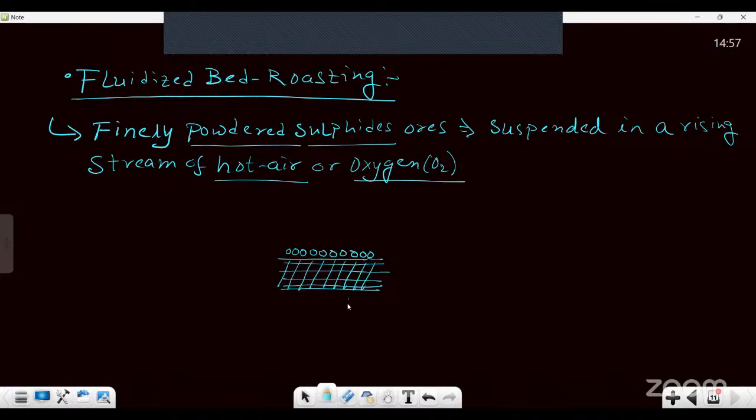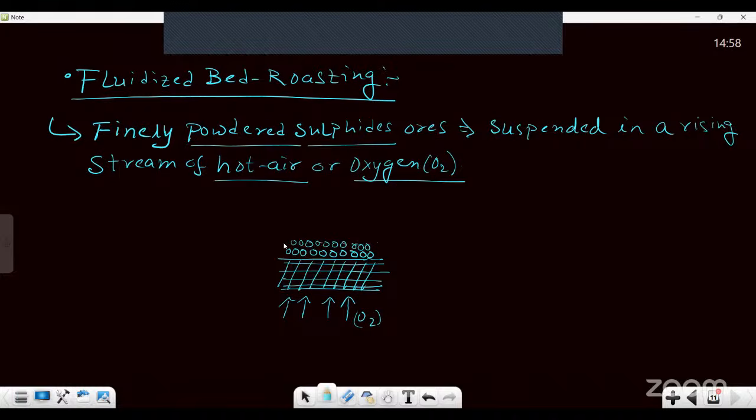And this bed is porous. So what will you do? Now you are actually blowing hot air or oxygen through these beds. You are passing hot air or oxygen through these beds. Eventually, this oxygen will obviously give an upthrust on these finely ground particles, and finally these particles will rise above the bed.